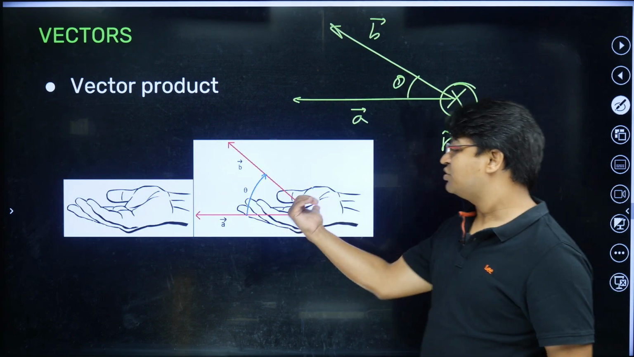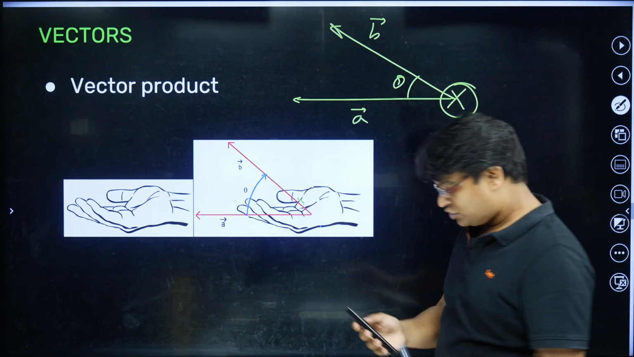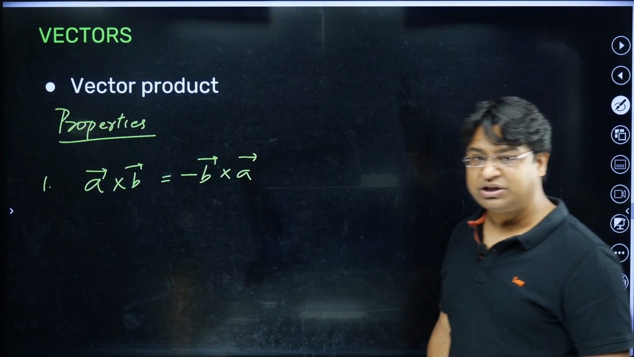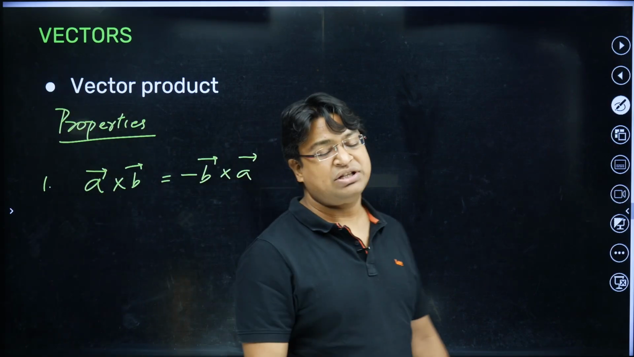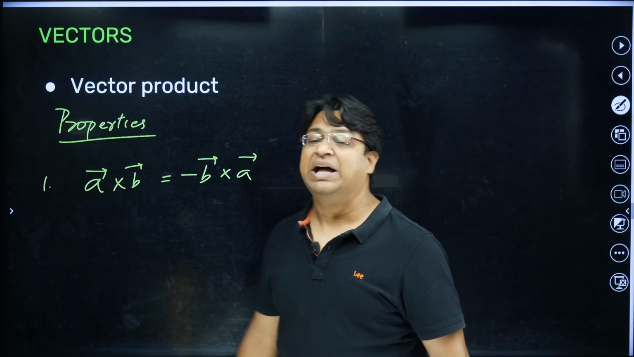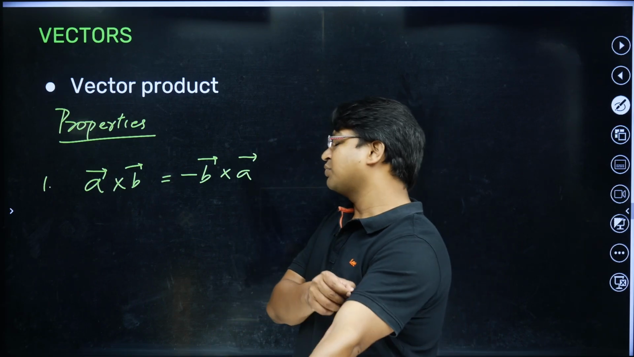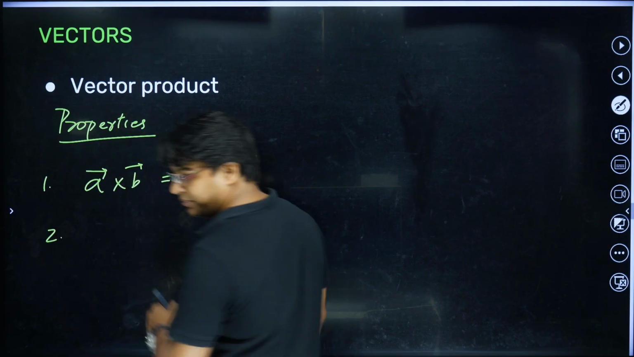In this figure, A cross B is inward while B cross A is outward. So we can say that these are negative of each other. Same magnitude, opposite direction means that the vectors are negative of each other. So A cross B and B cross A are negative of each other, which also means that vector product is not commutative, unlike the dot product. Dot product was commutative, but vector product is not. So that is the first thing that you need to remember.